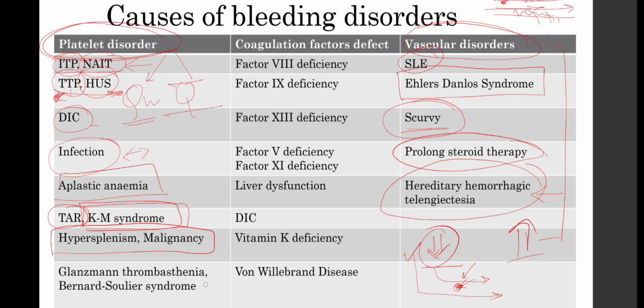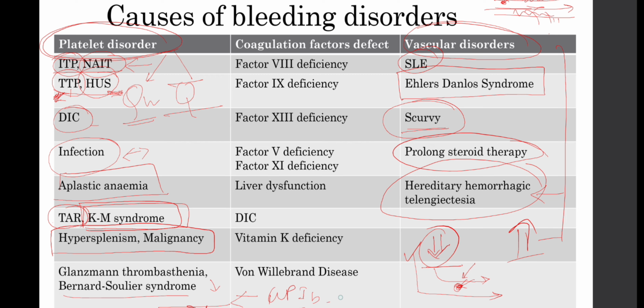In Glanzmann thrombasthenia, what happens? There is a problem in platelet adhesion. That means platelets cannot adhere to the von Willebrand factor and also the endothelium, because there is a deficiency or decreased amount of GP1B. And in Bernard-Soulier, there is a problem in platelet aggregation. That means after the adhesion, the platelet cannot activate other platelets, and there is a decreased amount of platelet aggregation.